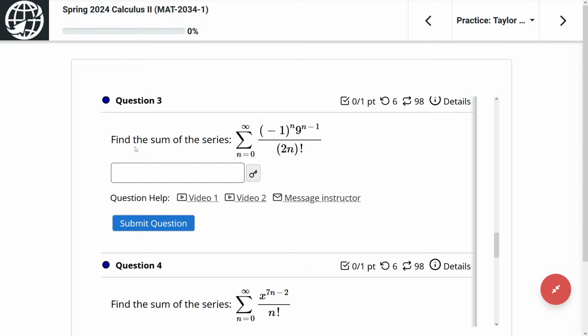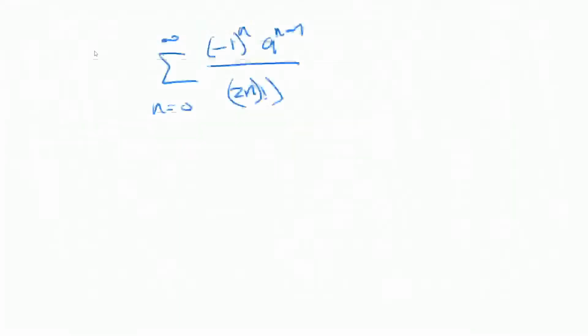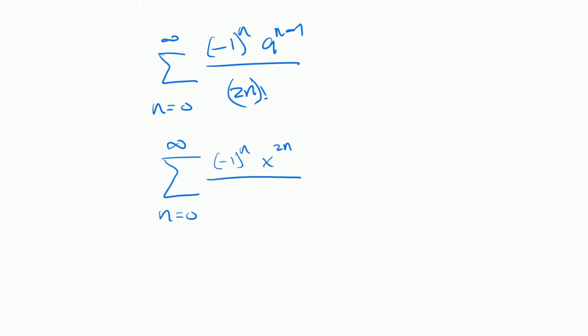1 to the n, 9 to the n minus 1, over 2n factorial. Okay, so now I'll show you what I've done. What we're going to do is compare this to this series: negative 1 to the n, x to the 2n over 2n factorial, which is the cosine. You'll notice that this looks suspiciously similar.